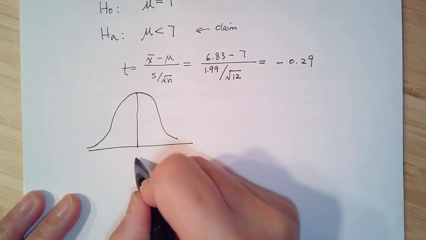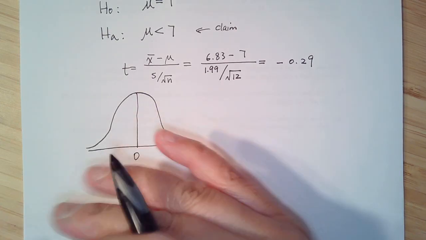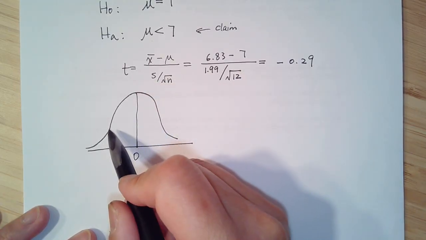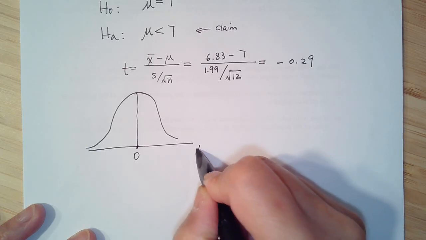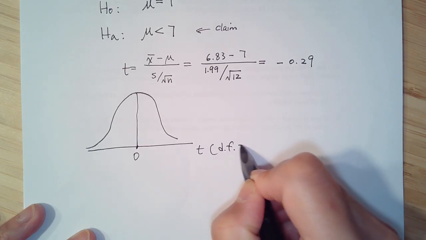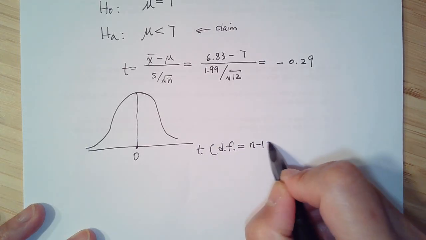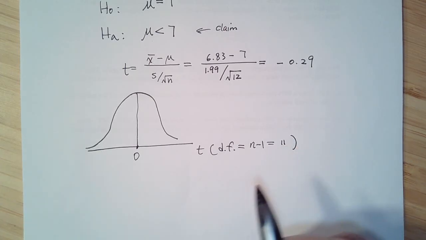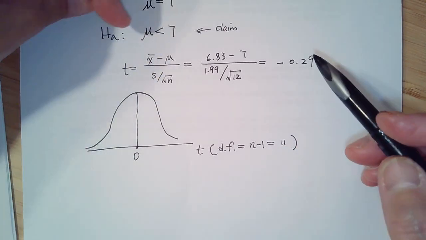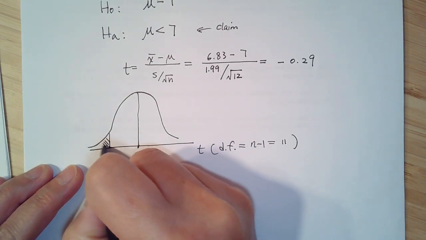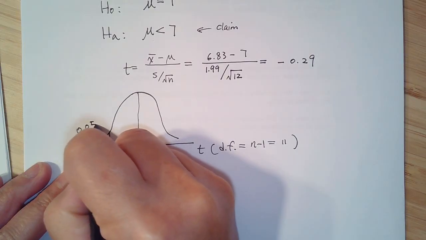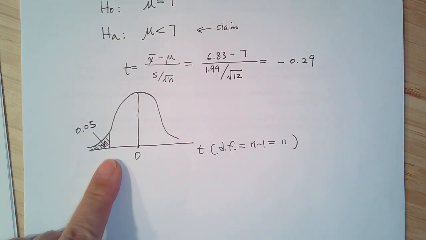Do you remember the t distribution is also bell-shaped and symmetric, and the center is at 0? Here's a t, and degrees of freedom is n minus 1, in our case 11. All right, now here it's a less than, so it's a left tail test. How much is this little tail? 0.05. And we're looking for this t, right? It's going to be a negative number.